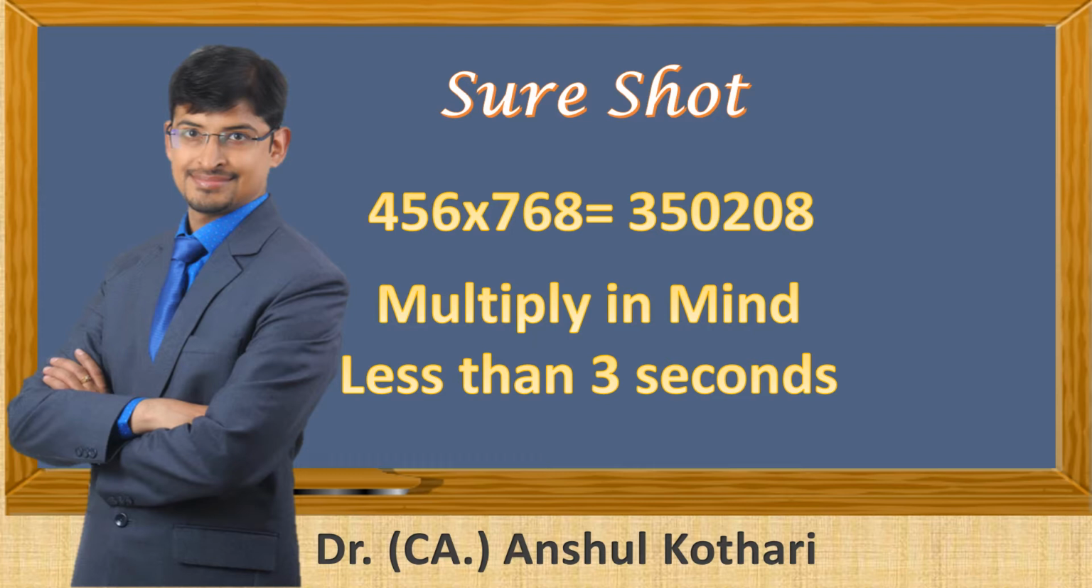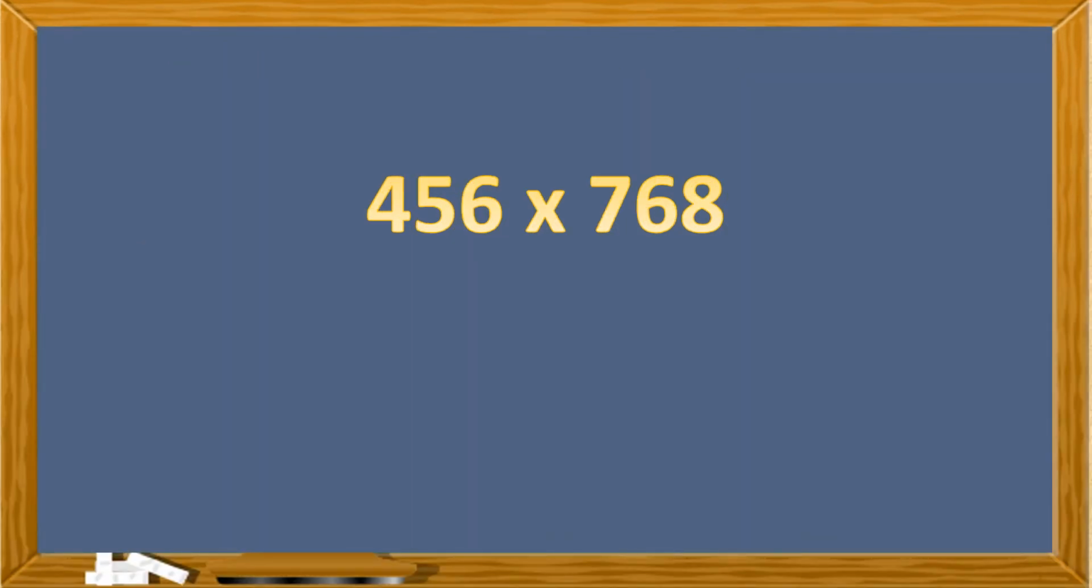Today we will learn how to multiply 3-digit numbers. Let us take an example. Suppose we need to multiply 456 with 768, then this is how it will be done. First we shall write 456, then we'll write 768 and we'll start.